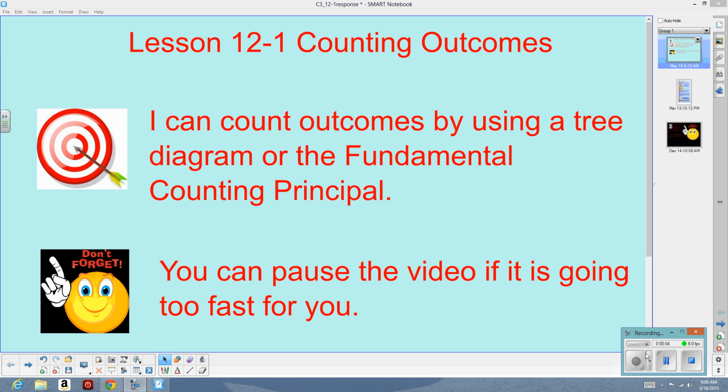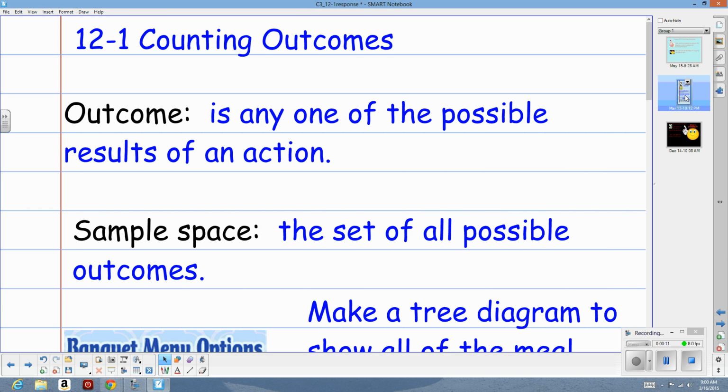Lesson 12.1, you'll count outcomes by using a tree diagram or the fundamental counting principle. An outcome is any one of the possible results of an action, and the sample space is the set of all possible outcomes.